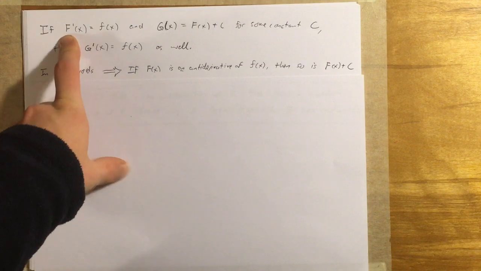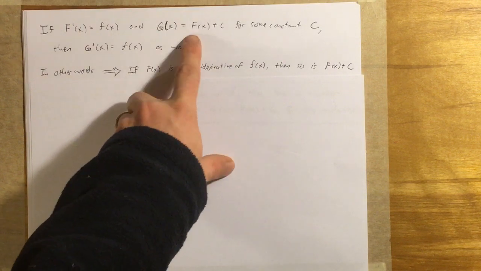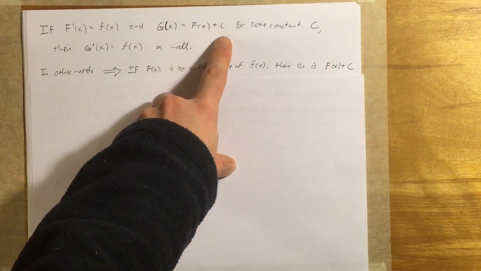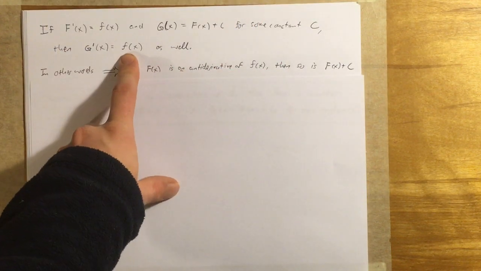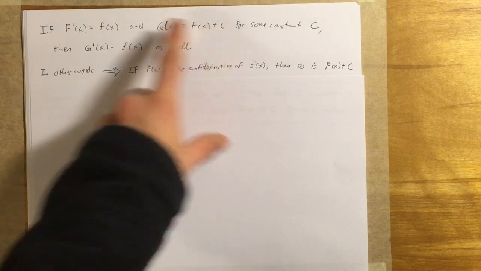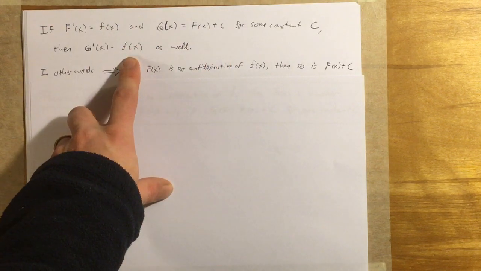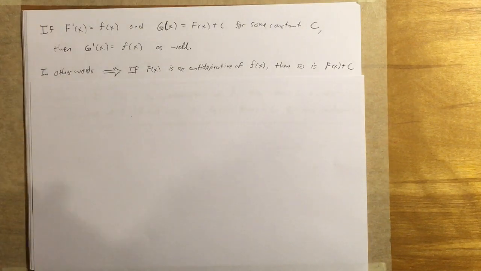If you have a function capital F whose derivative is lowercase f, and you take another function, let's call it g, and define it as capital F of x plus a constant c, it could be any constant, then what we know for sure is that the derivative of g is also going to equal lowercase f, right? Because g prime would be F prime plus 0, and capital F prime equals lowercase f. So if capital F is an antiderivative of lowercase f, then so is capital F of x plus a constant. That means that if you have one antiderivative, you actually have infinitely many, because you could alter it by adding any constant you want.